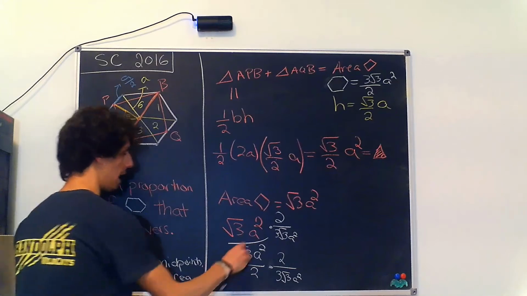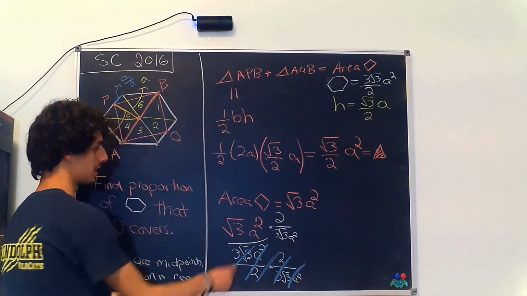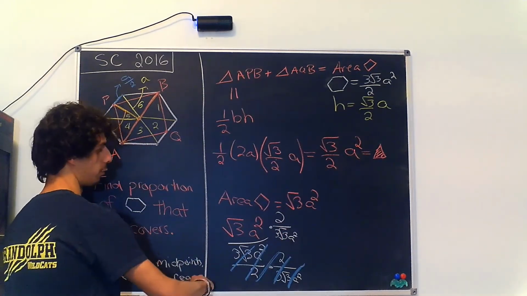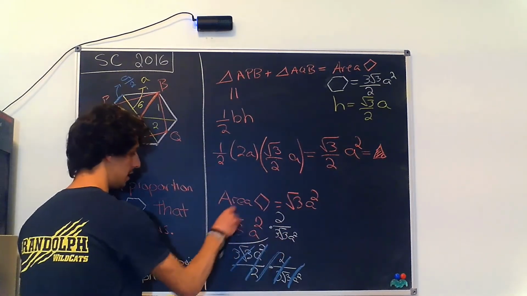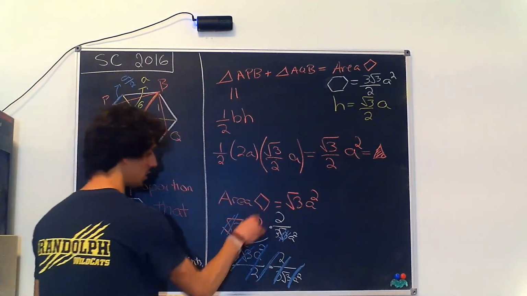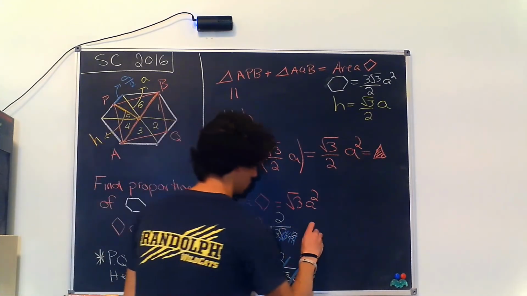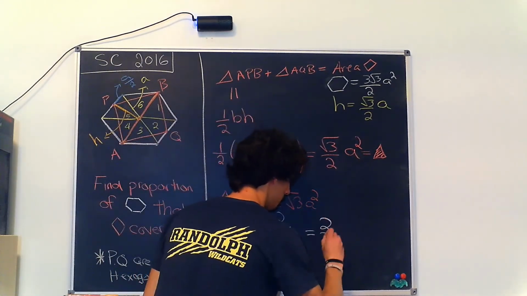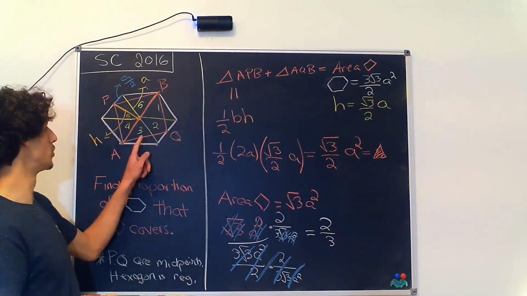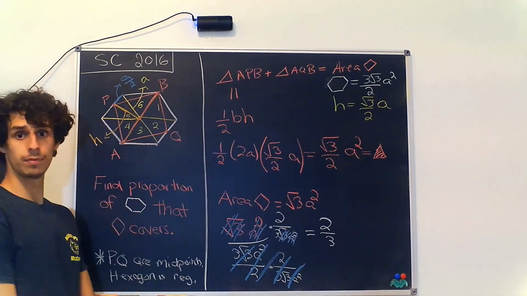And this whole bottom thing here is going to cancel, and so we just are left with this top bit here. But notice our square root of 3 in the top here and the bottom here cancel, and the A squareds also cancel. And that just leaves us with 2/3. So that tells us that this diamond covers 2/3 of the hexagon that we have up here. And that's enough for now.